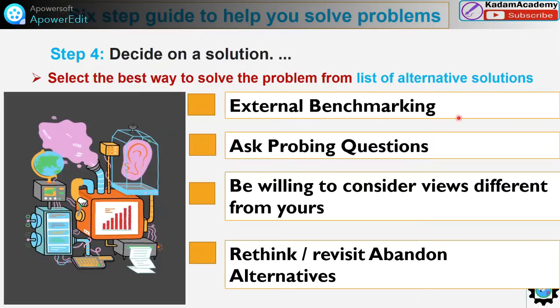But in reality, ask probing questions. That is also important. Be willing to consider views different from yours. Rethink, revisit abandoned alternatives which you did not consider. Rethink it before finalizing and deciding the solution. This is the most important. Implement your chosen solution in a planned and deliberate way.